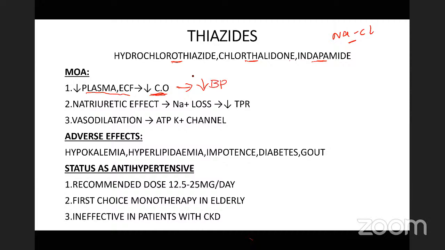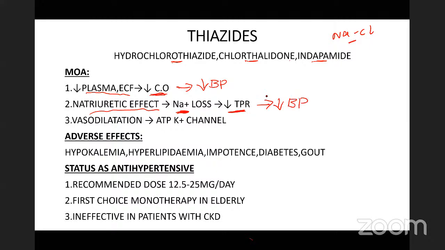One important point you have to remember: the concentration of sodium in the blood vessels causes stiffness of the blood vessels. Whenever the blood vessels are stiff, the peripheral resistance increases. That also contributes to the hypertension. Because diuretics have a natriuretic effect, they cause sodium loss. So it reduces the stiffness of the blood vessels. That decreases the total peripheral resistance and leads to decreased blood pressure.